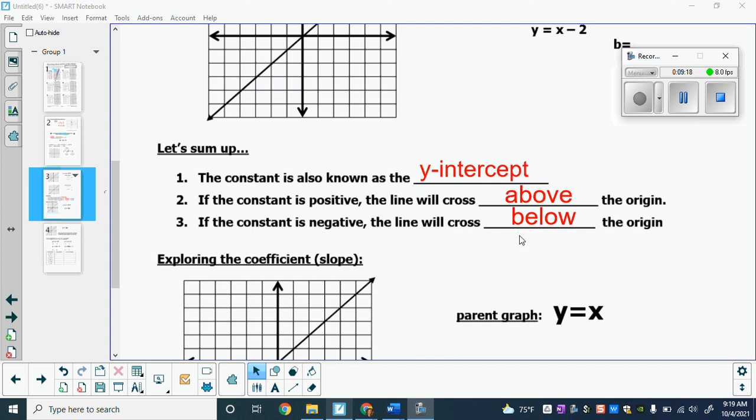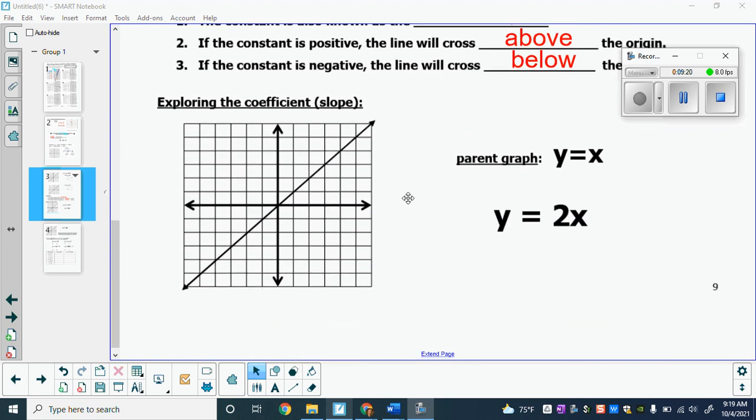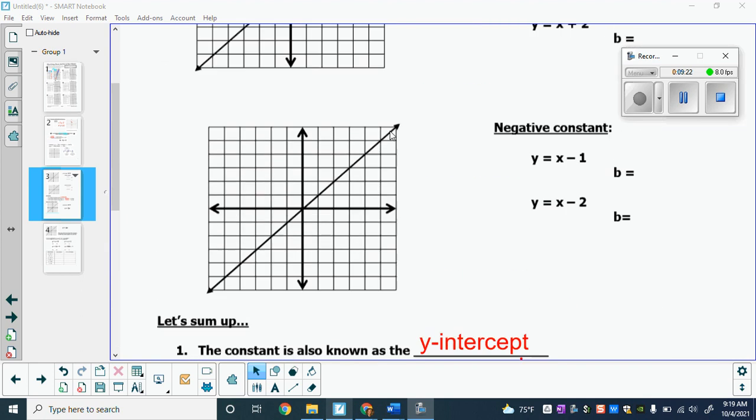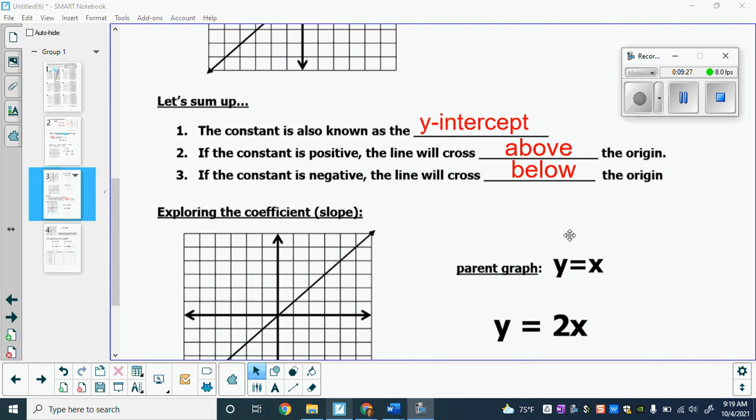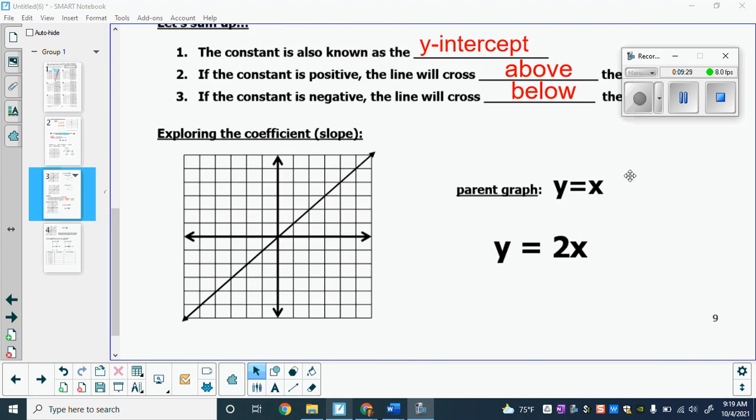Okay? So now what we're going to do is we're actually going to move away from this plus or minus number at the end. And we're going to go back to the parent graph where it's this understood plus 0. So again, this plus 0 is understood, which is why it's going to cross right here at the origin. And we're going to forget about that thing for a while, and now we're going to focus on this thing, the coefficient, and talk about how it impacts the steepness of the line.